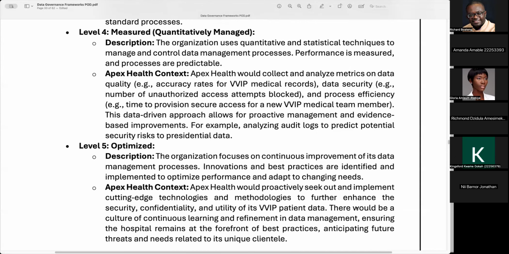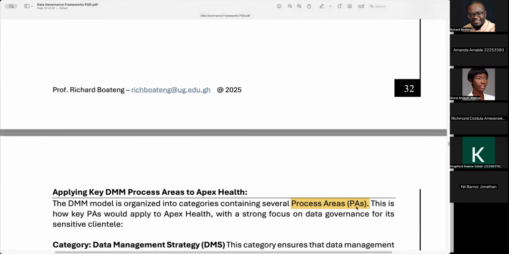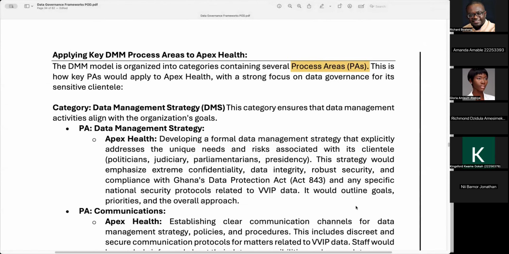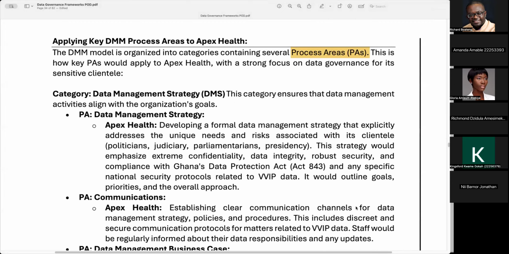Exactly. And the DMM guides this improvement journey by focusing on specific process areas, PAs. Applying these PAs helps identify strengths and weaknesses. For example, under the PA data management strategy, Apex Health would need to develop a formal documented strategy that explicitly addresses the unique needs and risks associated with their sensitive clientele, prioritizing confidentiality, integrity, security, Act 843 compliance, and potentially liaising with national security protocols. This strategy would outline clear goals and priorities for improving data management maturity across the hospital.